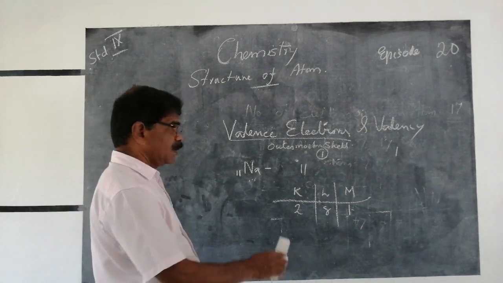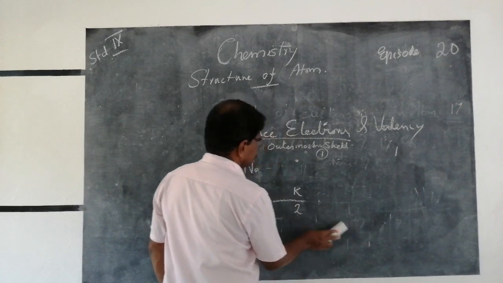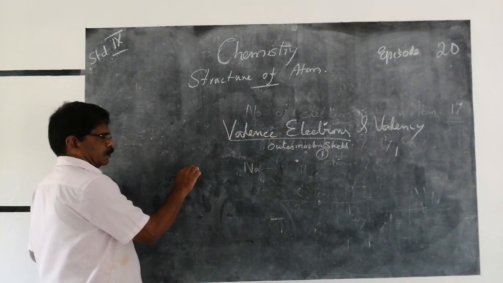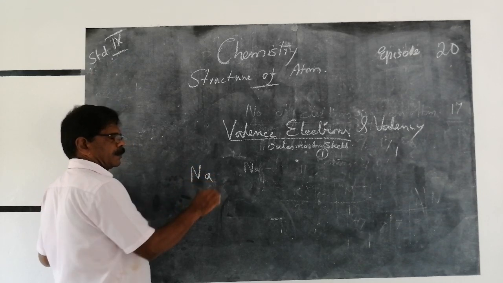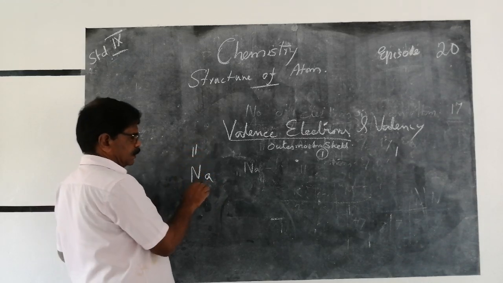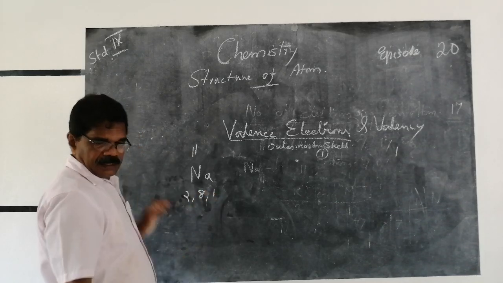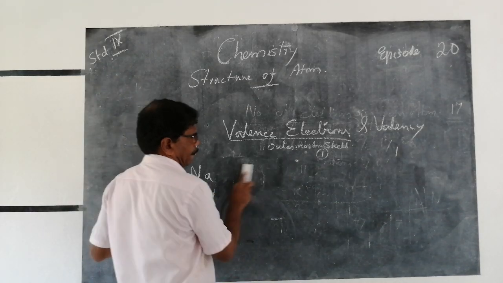We can explain with one more example. Sodium: atomic number 11, electron configuration 2, 8, 1.